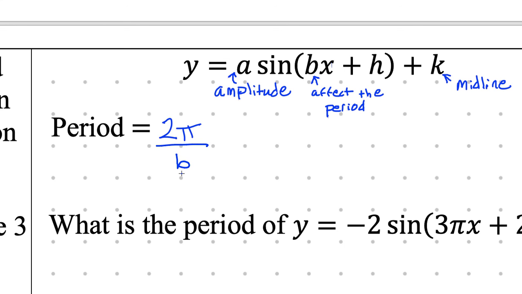But there's a problem. This has to always be positive. Boink. Now it's always positive. Make that B absolute value. The period is always positive. Write it down.